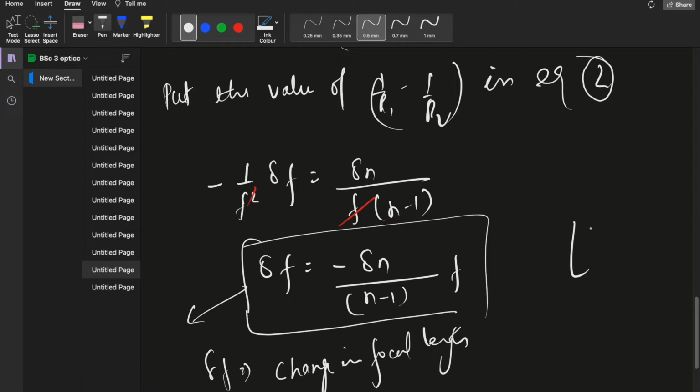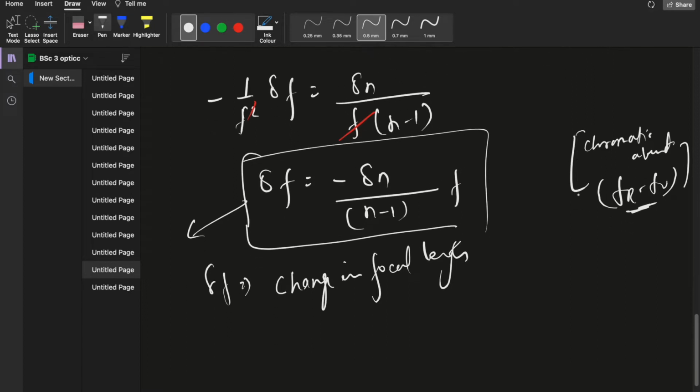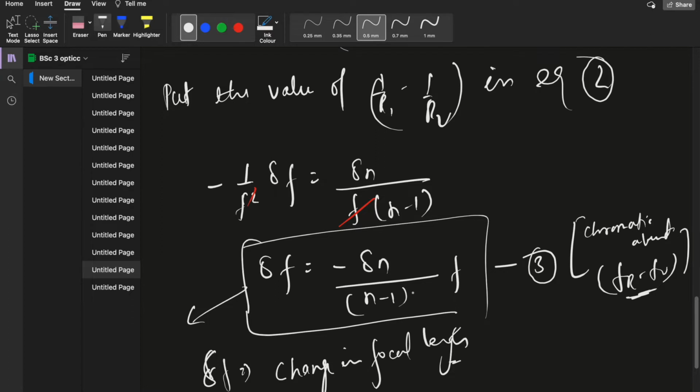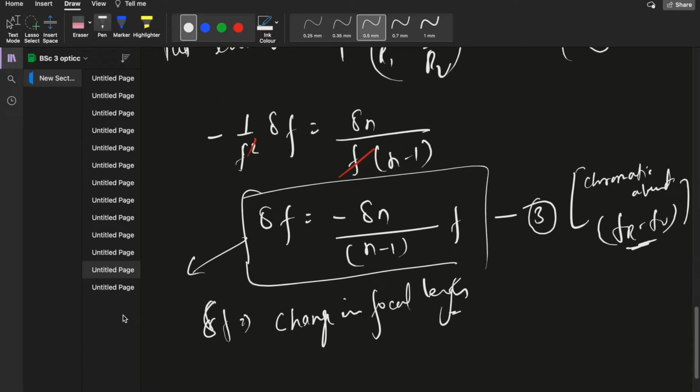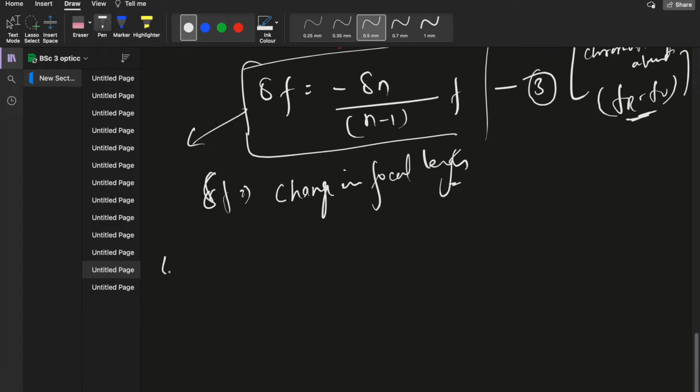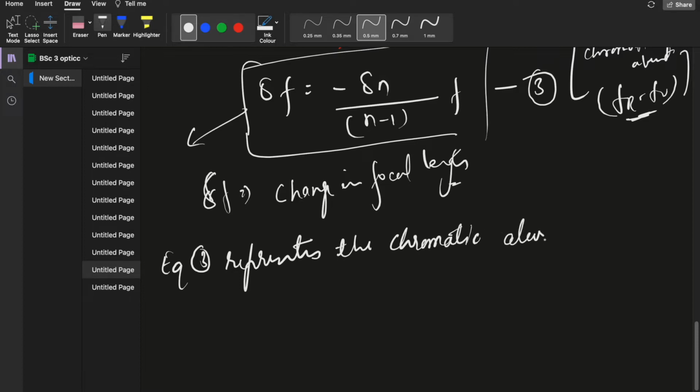As we can see, for the chromatic aberration, what was f_R minus f_V in the last lecture? This is the change in focal length. So wherever delta f appears, it shows a change in focal length. This result, equation 3, represents the chromatic aberration of a thin lens. We have chosen the case of a thin lens.